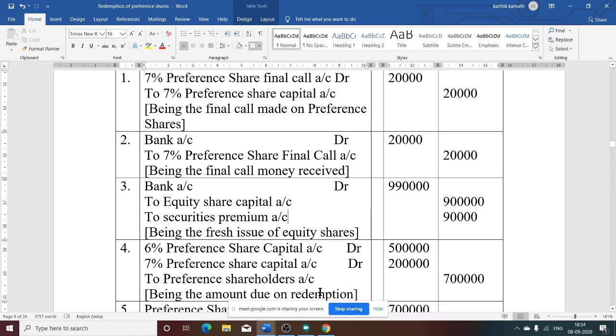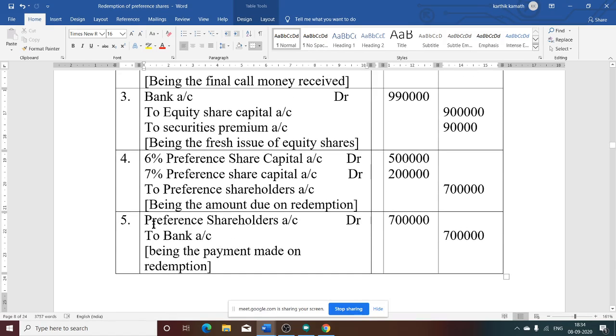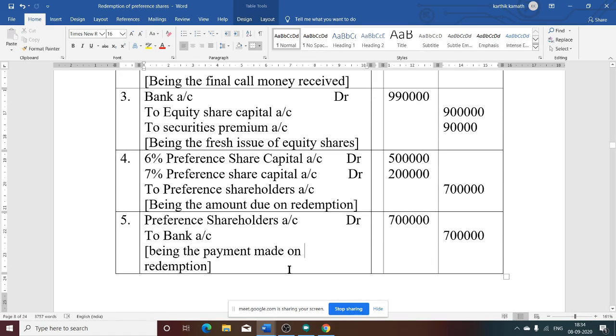Then there is the journal entry: preference shareholder account debit to bank account. See, this is the fifth journal entry, preference shareholder account debit to bank account, 7 lakh, being the payment made on redemption. That is nothing but the previous journal entry's total amount. That amount is now given to the preference shareholder. That is the fifth journal entry.